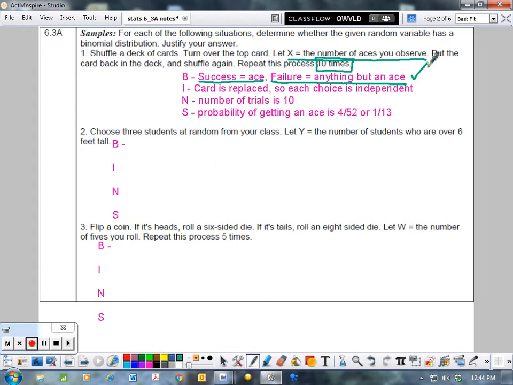So we're good here. I, independence. Well, since the card is replaced, each choice will be independent. N, the number of trials. We determined in advance the number of trials was 10, so we've met that condition. And then S, success, the probability of getting an ace is 4 out of 52 or 1 out of 13 every single time. And since that's consistent, that means yes, this is binomial.